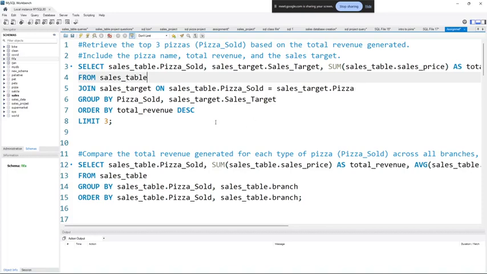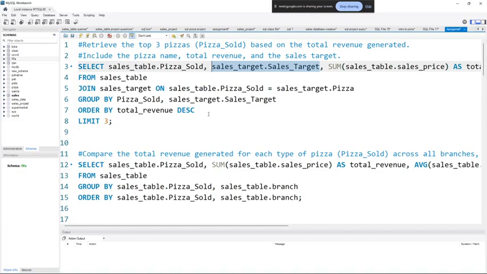So what am I grouping by? I'm grouping by the pizza sold here. And because I have this here, and this is not what? An aggregate function. I have to use this as one of my group by functions.